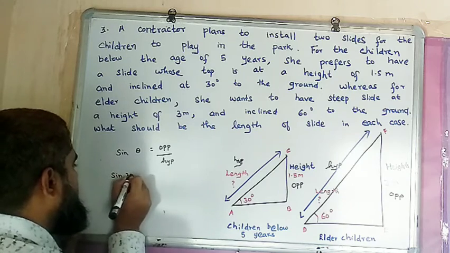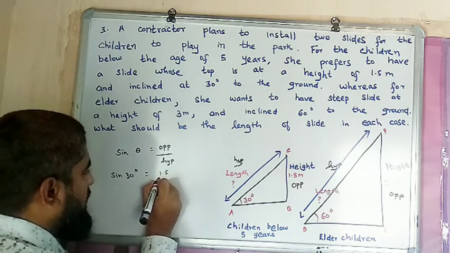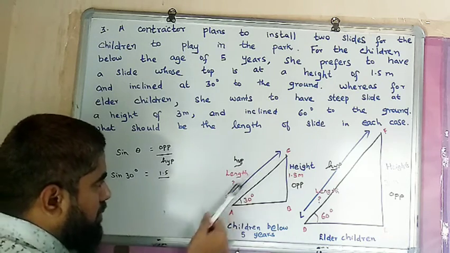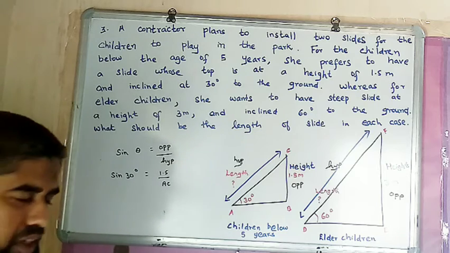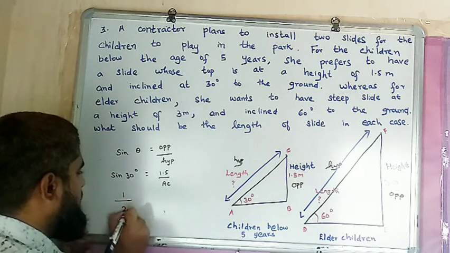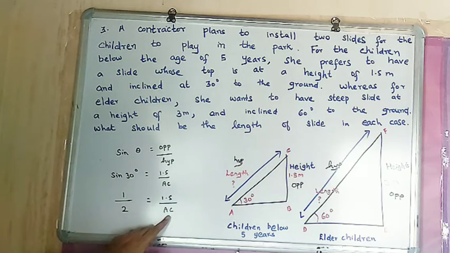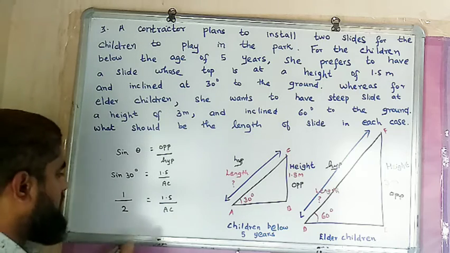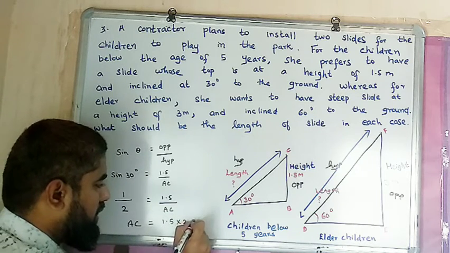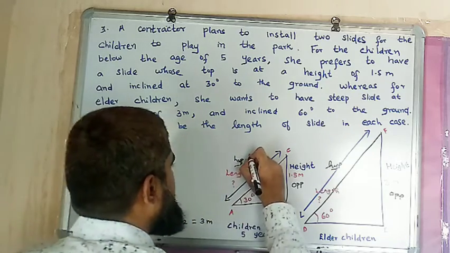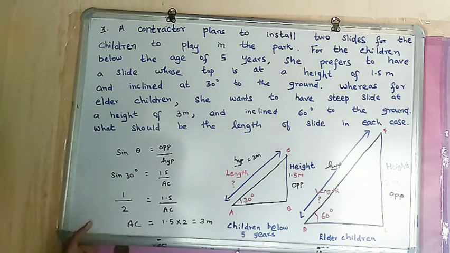So sine 30 is equal to, the opposite height is 1.5. So it is 1.5, and the hypotenuse we need to find, which I can call AC. So sine 30 degrees, we know children, it is 1 by 2. 1 by 2 is equal to 1.5 by AC. Okay. Now we can move this AC to this side and this to that side. So we have AC is equal to 1.5 into 2, which is nothing but 3 meter. So the length is 3 meter. So we have found this AC as 3 meters.